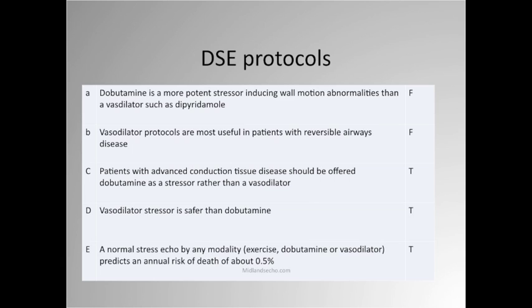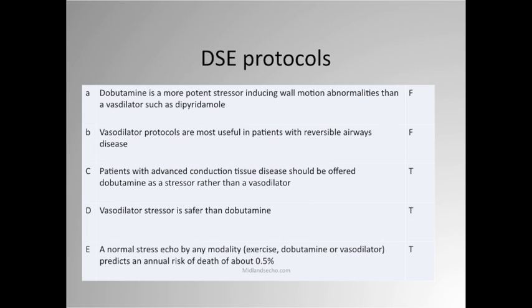So dobutamine is a more potent stressor inducing wall motion abnormalities than a vasodilator such as dipyridamole. You would expect it to be, but in fact it's not. They're both as good as each other, so that's false. Vasodilator protocols are most useful in patients with irreversible airways disease. That's false. Many of them will stir up COPD.